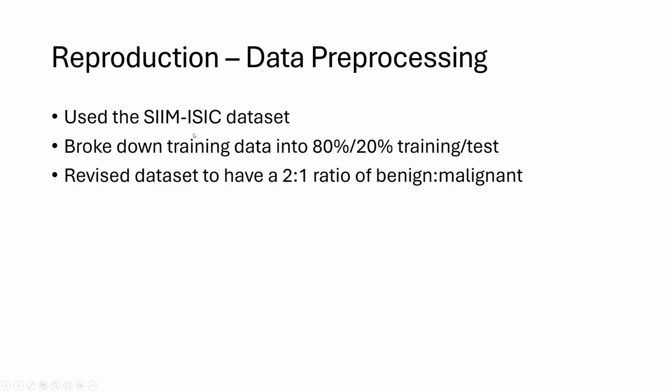However, in this data set, the test data did not have any kind of labels of being benign or malignant. So I followed the paper in which they took the training data from the SIIM-ISIC dataset and broke it down into 80%, 20% for training and test data. The paper also had to revise the data set to have a 2-to-1 ratio of benign to malignant pictures. That's because the original data set had like a 48-to-1 ratio of benign to malignant, so the model was simply predicting everything to be benign and getting a 98% accuracy. So this ratio of 2-to-1 stopped that bias from occurring.